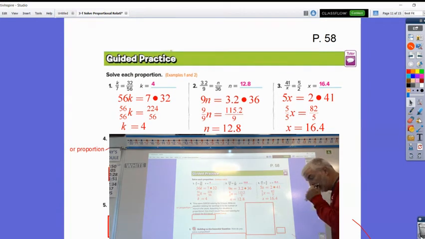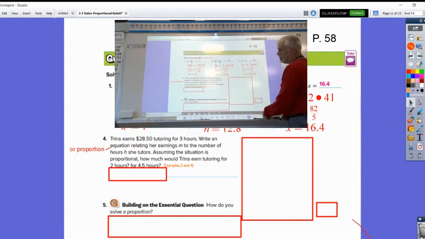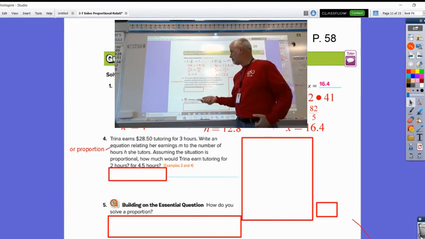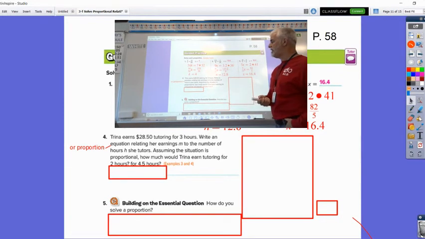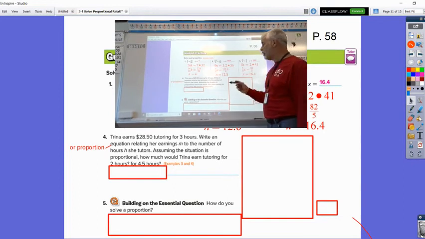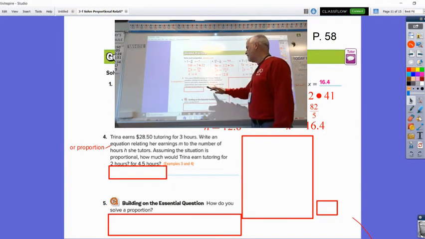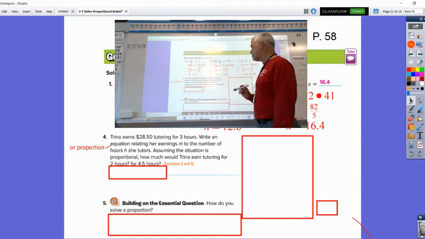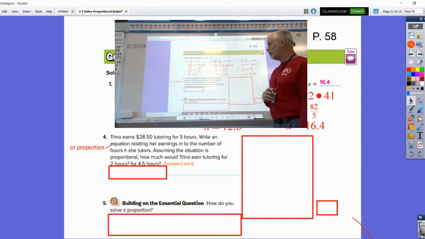And lastly, the good one, okay? Real world problem. Trina earns $28.50 tutoring for 3 hours. I'm not going to write an equation here. I'm going to write a proportion to figure out how much she would earn for 2 hours or for 4.5 hours. So they give you 2 problems here.